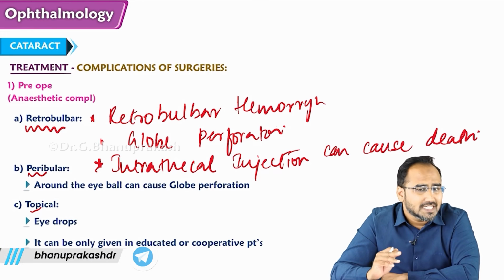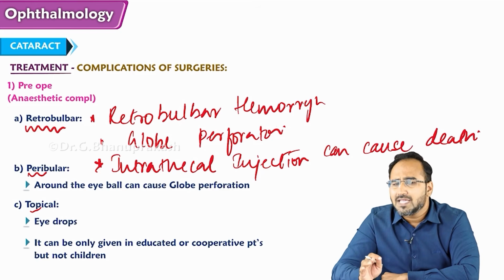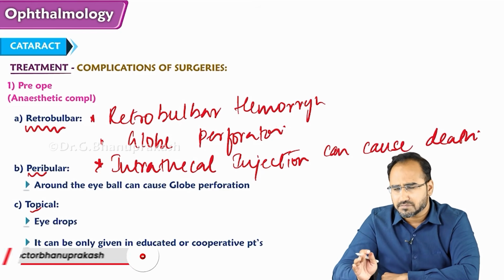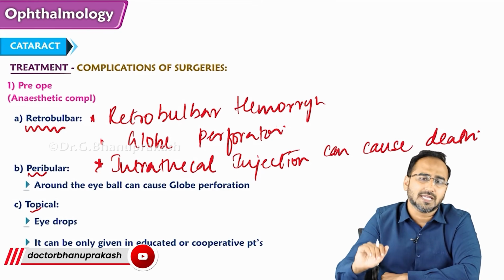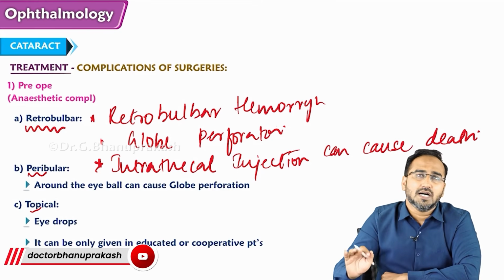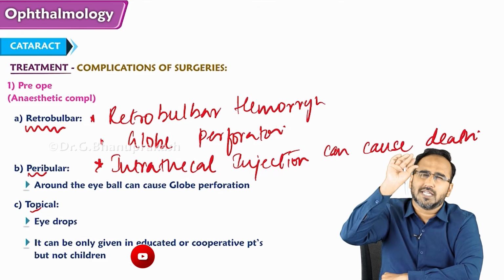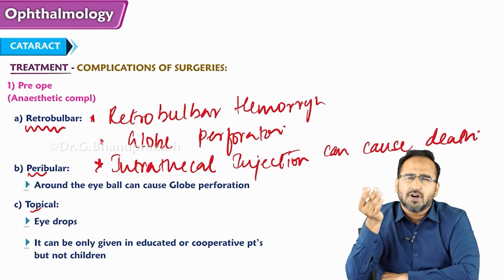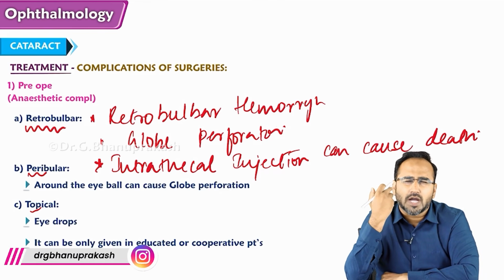If you give anesthesia to the eye by topical route, first of all you need to remember, topical means you are using a local anesthetic topically, you are putting eye drops. Then what will happen? It will just cause surface anesthesia. The ocular movements will be intact.